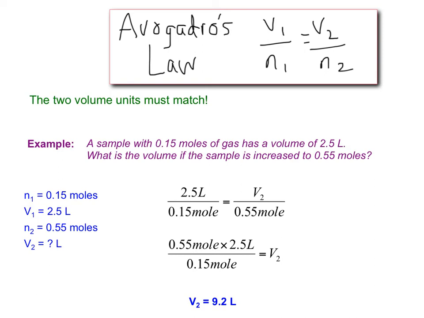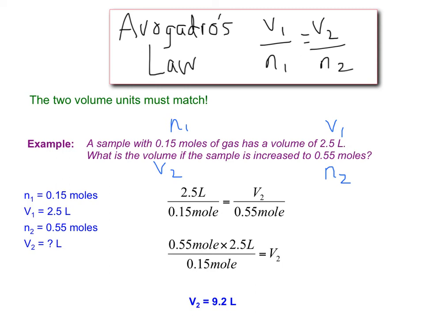A sample with 0.15 moles of gas has a volume of 2.5 liters. What is the volume if the sample is increased to 0.55 moles? So you can see here that they've given you N1 and V1. You're going to come up with V2, and they've changed the mole amount to 0.55, so that's going to be your N2.